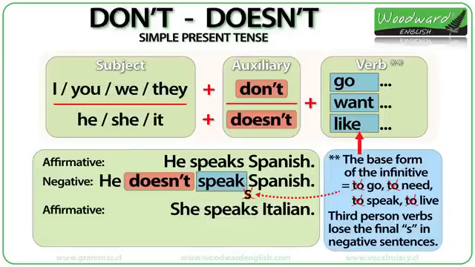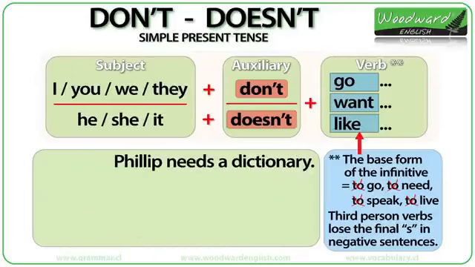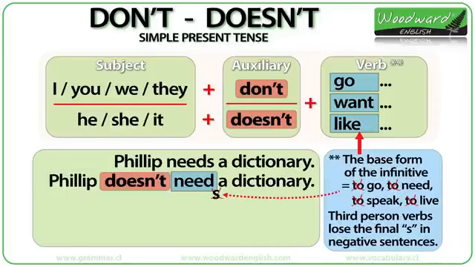She speaks Italian. In the negative, it becomes she doesn't speak Italian. Again, you can see that speak does not have an S at the end because it is the base form of the infinitive. Let's see a couple more examples. Philip needs a dictionary. What is the negative of this? Philip doesn't need a dictionary. No S at the end of the verb need in the negative form.